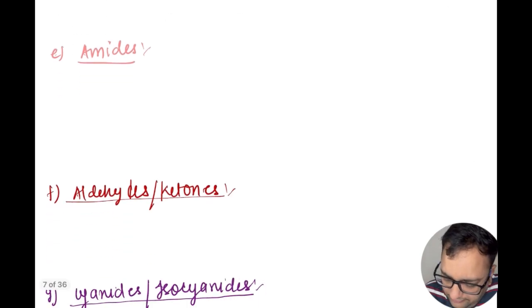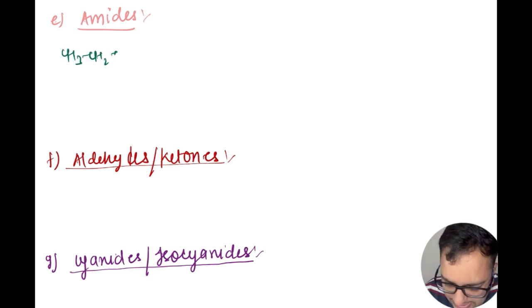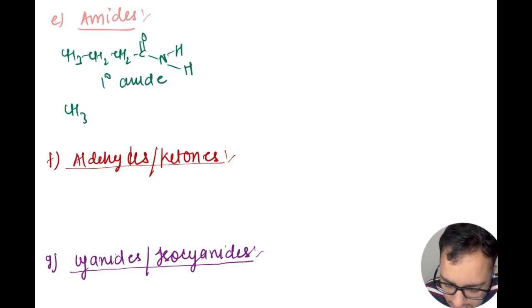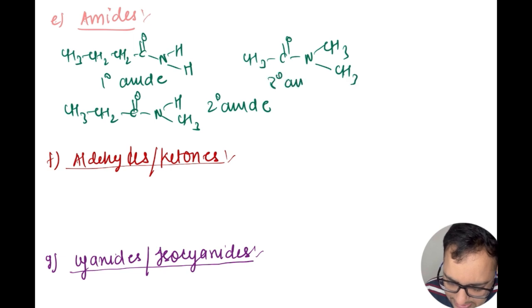One more is amide. Amide is similar to amines: 1 degree, 2 degree and 3 degree amides together are functional group isomers. If we talk about examples, CH3CH2C double bond O NH2 is a 1 degree amide. Another amide is CH3CH2C double bond O NH CH3. This is a 2 degree amide. And CH3C double bond O N(CH3)2 is a 3 degree amide.